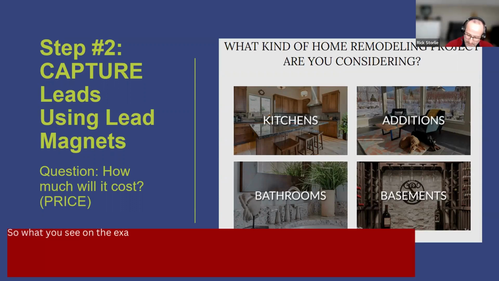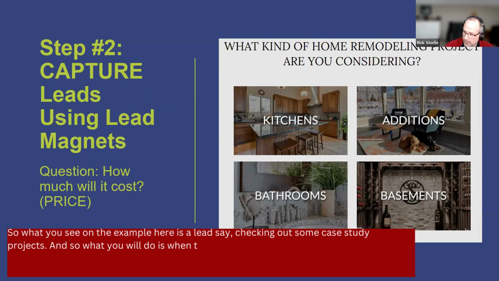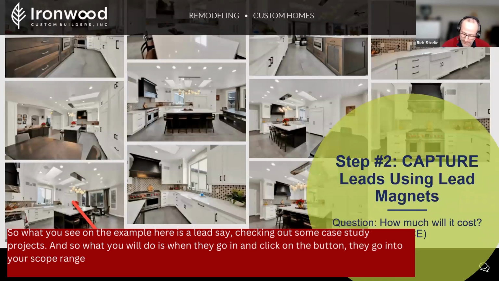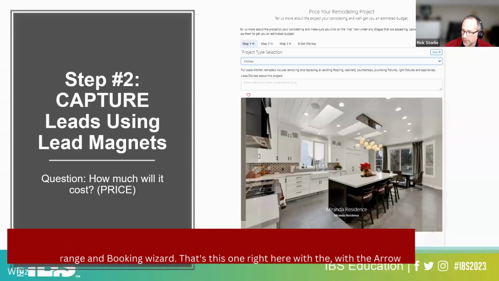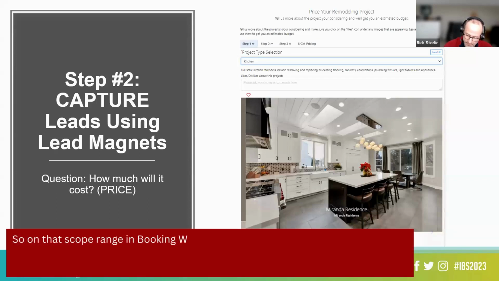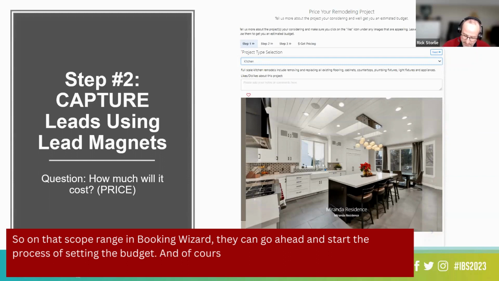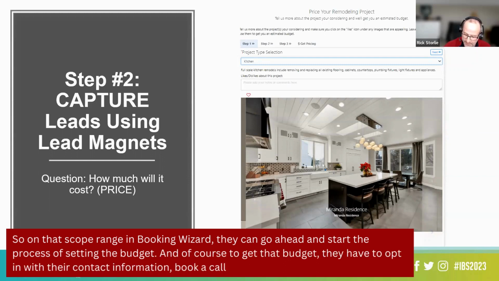So what you see on the example here is a lead, say, checking out some case study projects. And so what you will do is when they go in and click on the button, they go into your scope, range, and booking wizard. That's this one right here where the arrow is. On that scope, range, and booking wizard, they can go ahead and start the process of setting a budget. And of course, to get that budget, they have to opt in with their contact information and book a call with you.